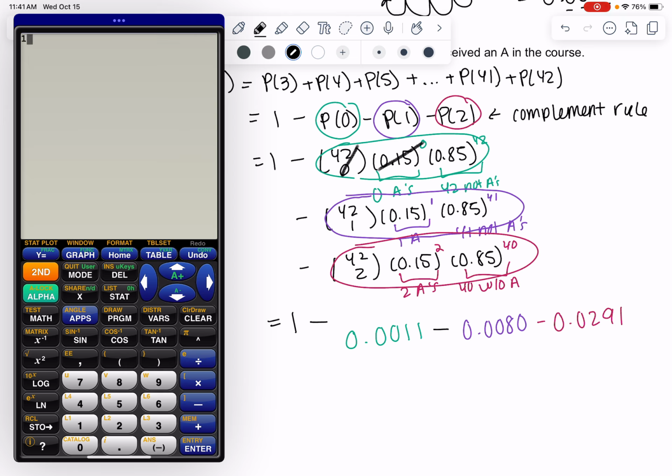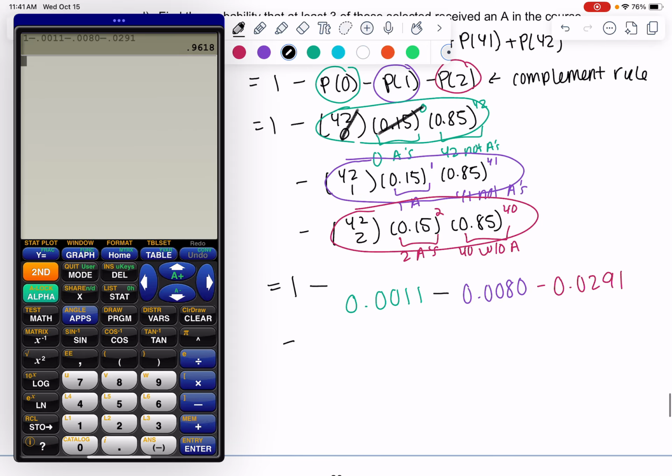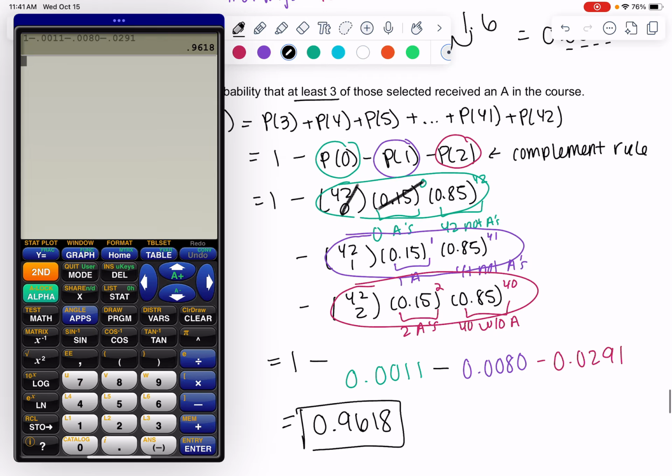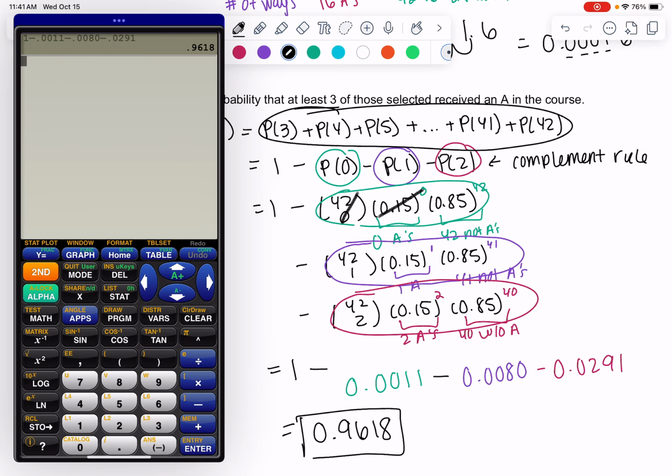So let's go ahead and find the probability. We're subtracting because we're doing the opposite case. So most of the time we add. Subtracting is the rare case when we're doing the opposite. And I got a probability of 0.9618. So don't subtract all the time, only when you're doing the opposite. And again, we're doing the opposite because it was too many options.